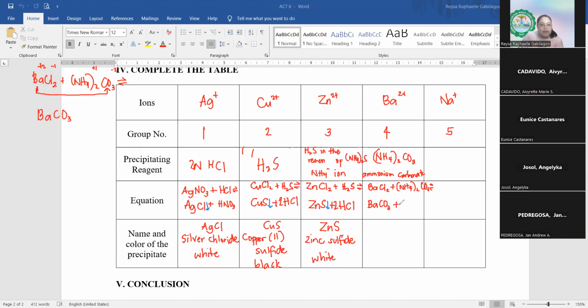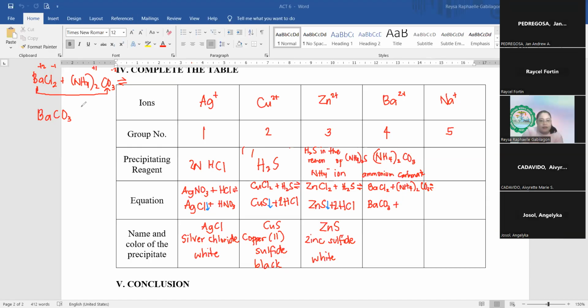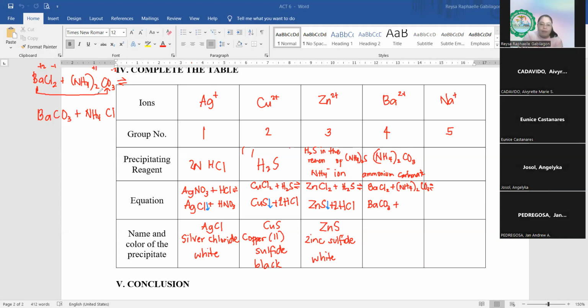Tapos, what's the remaining product? Yes, Andrew? 2NH4Cl po. NH4. Sige, may 2 siya later. Sige, NH4Cl. So, parehas silang 1. Positive 1 sa NH4. Si Cl is negative 1. So, again, no need for the crisscross. So, as is yan siya, NH4Cl. Pero again, this is not a balanced equation.